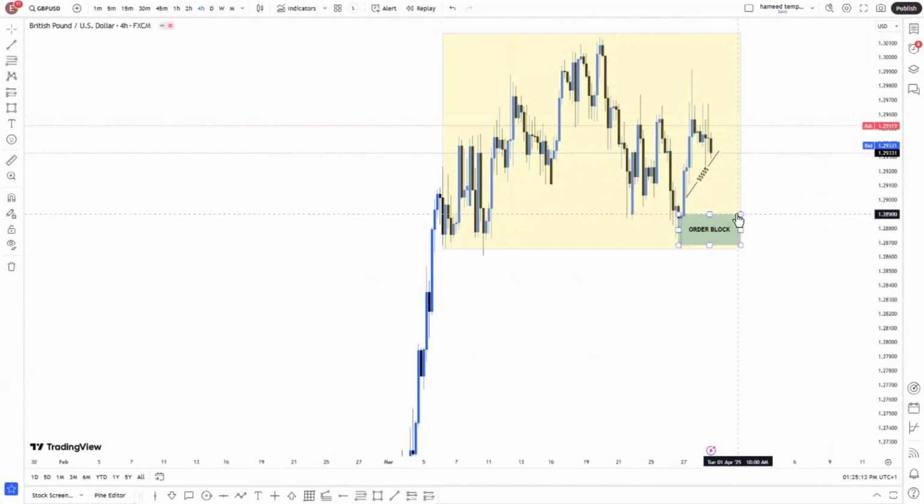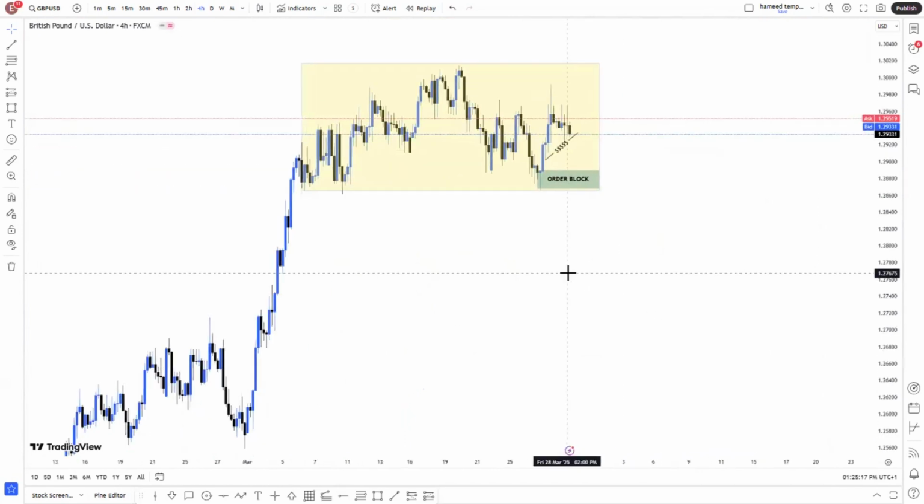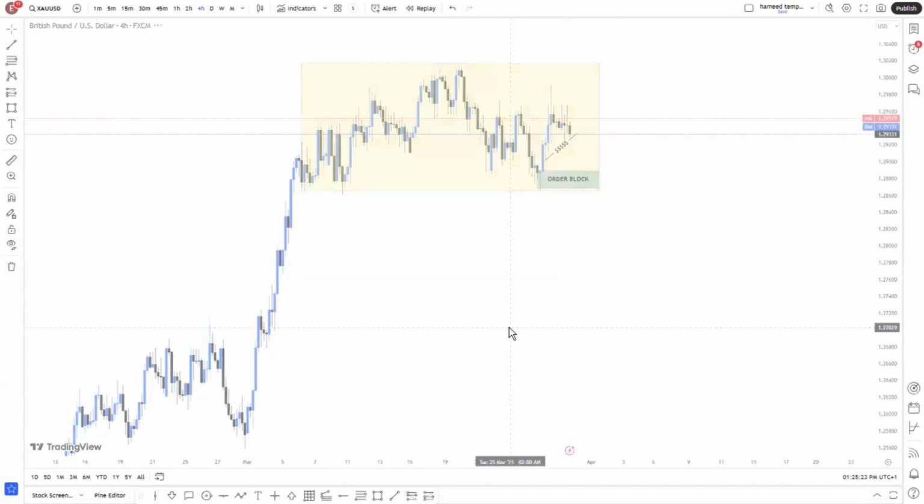So that's it on GBP USD. That's my outlook, that's my own bias, that's what I will be expecting for next week. Now let's move down to another pair, which is XAU USD.